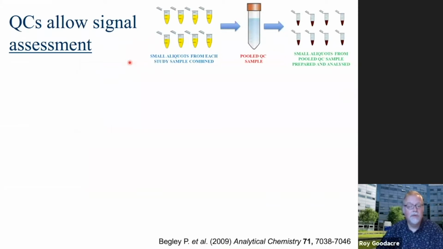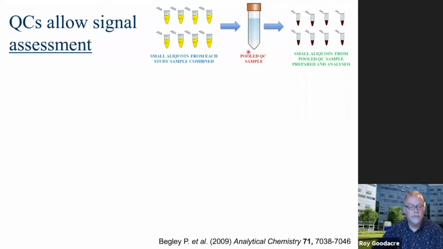What we came up with was the idea of using quality control samples, and this was published by Paul in 2009. Basically, a QC is a biological QC, and you take an aliquot from all the samples in the study. You make a pooled QC, and then you make small aliquots that go in a freezer, and you run them regularly through the analysis.